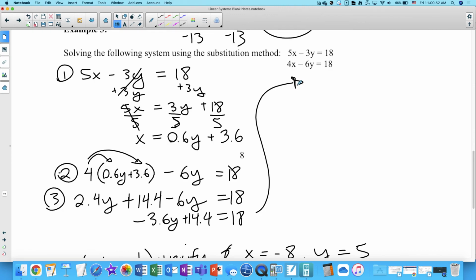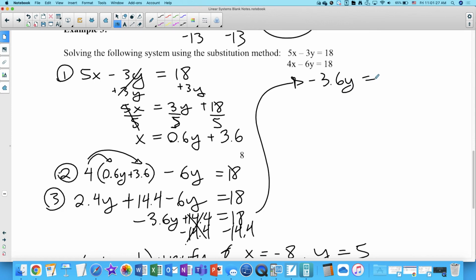Okay, so what do we do next? Divide everything by 3.6. You could at this point. I would do something else first though. Yeah, subtract the 14.4. And this goes away, right? So negative 3.6y equals 18 minus 14.4 is 3.6. Okay, so what's y? y equals negative 1, yeah.